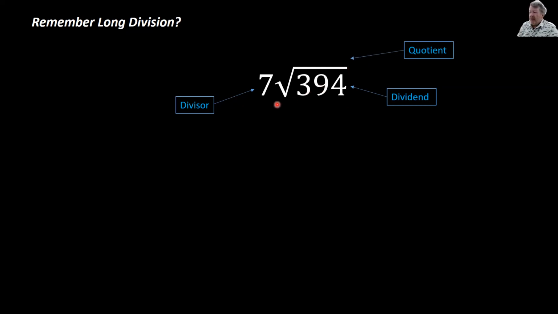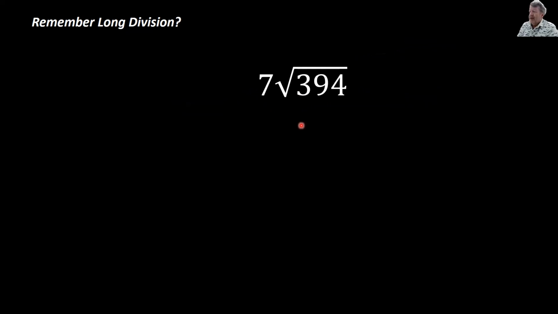So what we need to do is take this divisor and see if it goes into the number under here. So the first number is 3. So does 7 go into 3? No, it doesn't. So what we're going to do is see if the 7 goes into the first pair of numbers. 7 goes into 39, does it? Yes, it does. It goes in 5 times. 7 times 5 is 35. That's as close as we can get. So we'll put the 5 up the top here.